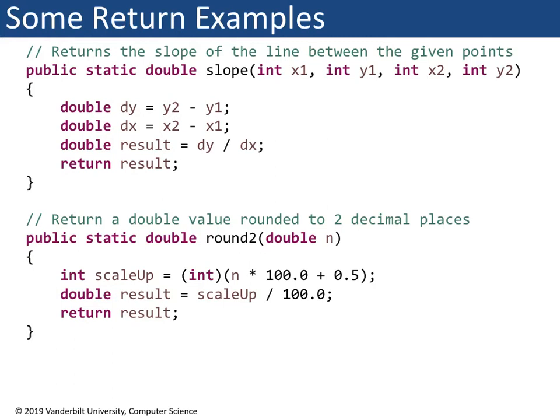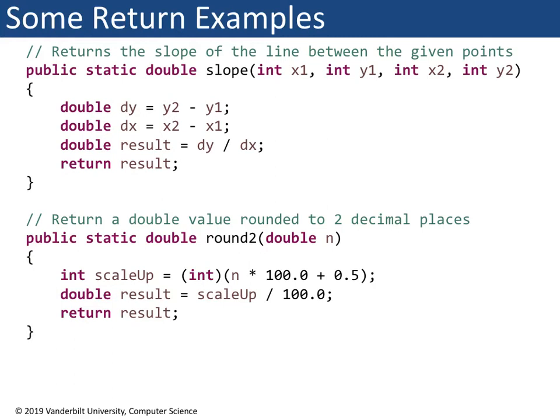So in the body of our method now, we declare a double called dy, and dy will be the change in y, and we assign it the expression y2 minus y1. Then we declare a double dx, which will be the change in x, and we will assign it the expression x2 minus x1. Then we are declaring a double called result, and result will be assigned the expression dy divided by dx.